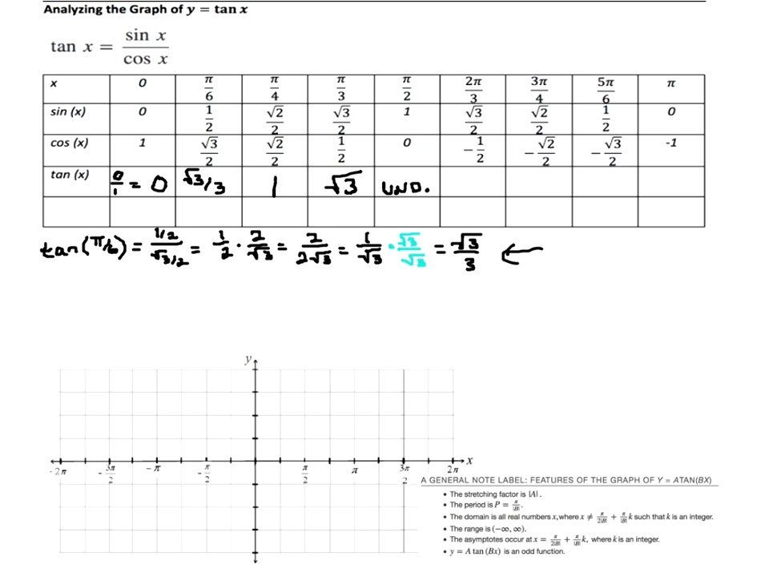Okay, for the tangent of 2 pi over 3, I get negative square root 3. For 3 pi over 4, I get negative 1. For 5 pi over 6, negative square root 3 over 3. And for pi, I get 0. Okay, so I'm going to go ahead and draw on the graph that we have a vertical asymptote where the function is undefined at pi over 2.